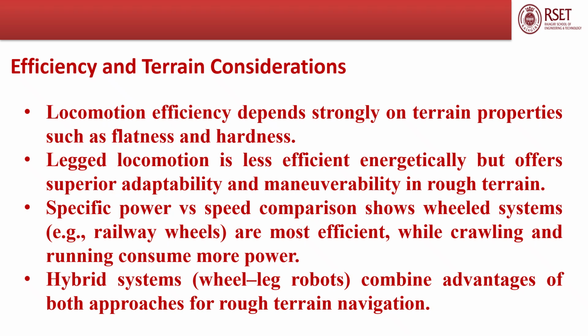To overcome the limitations of both approaches, hybrid locomotion systems such as wheel-leg robots are used. These systems combine the efficiency of wheels with the adaptability of legs, making them suitable for rough terrain navigation.